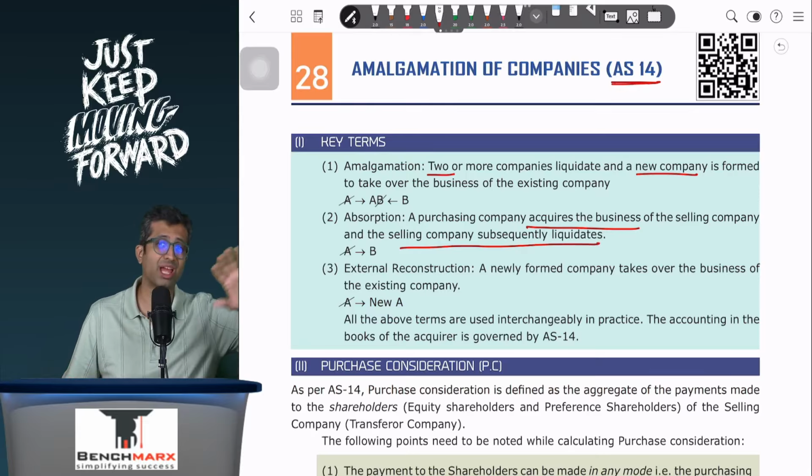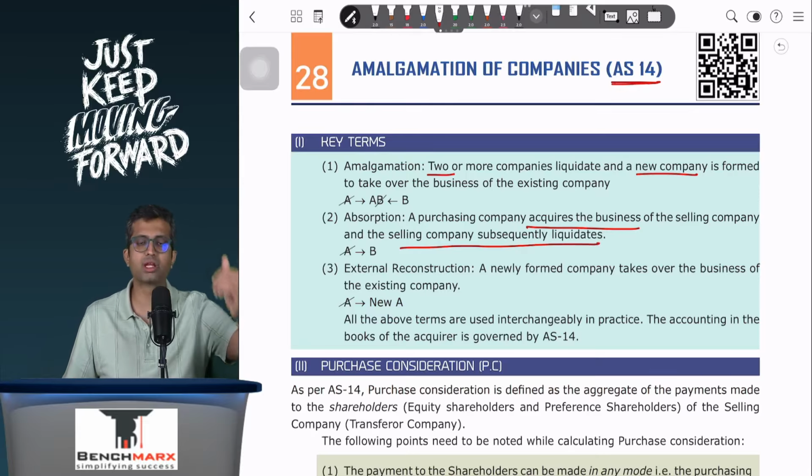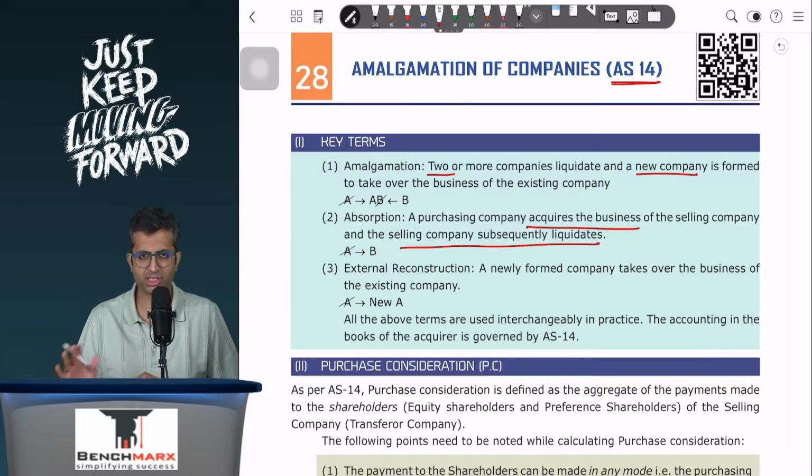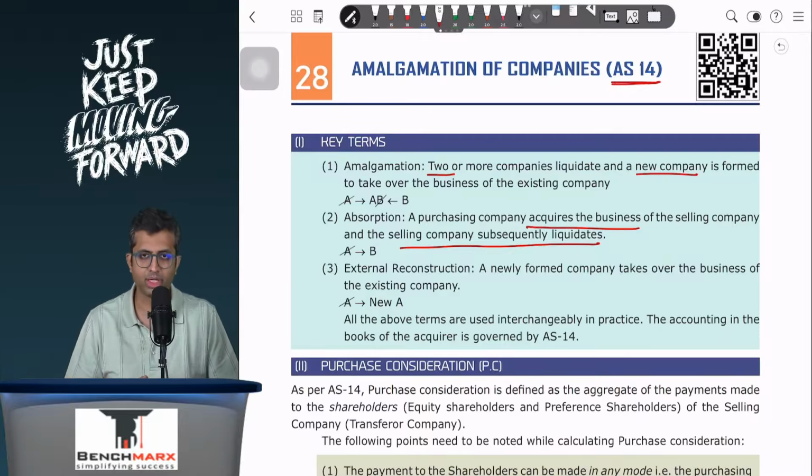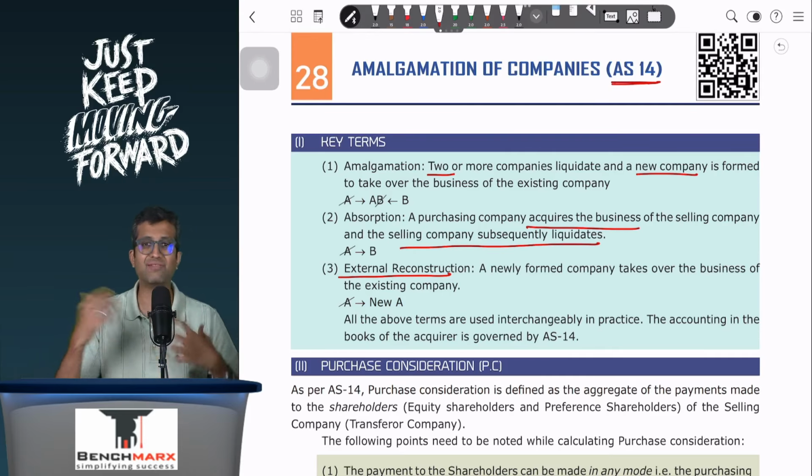Further, there is also an acquisition, which is a holding company acquiring more than a 50% stake in the subsidiary, and the subsidiary continues its legal existence. That is called an acquisition or a holding-subsidiary relationship, which will be done in the chapter on consolidation. Now there is also something called an external reconstruction. What happens in case of an external reconstruction is there's a company which wants to reconstruct, it closes and revamps its operations and goes into a new company.